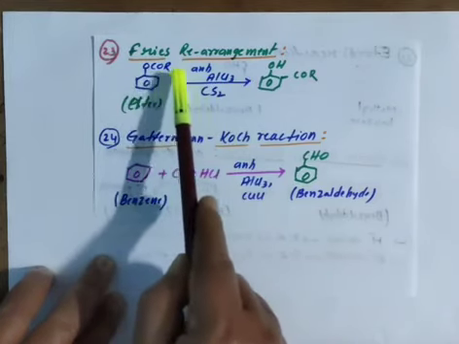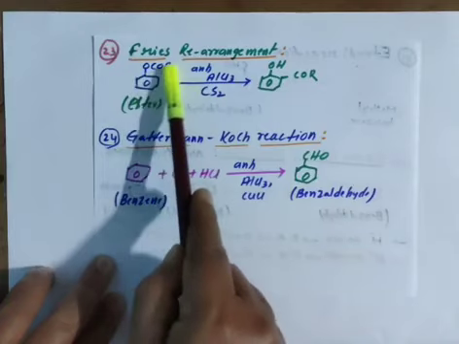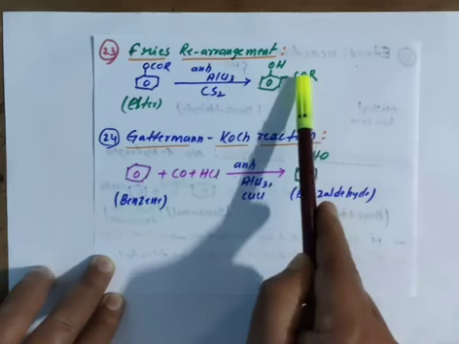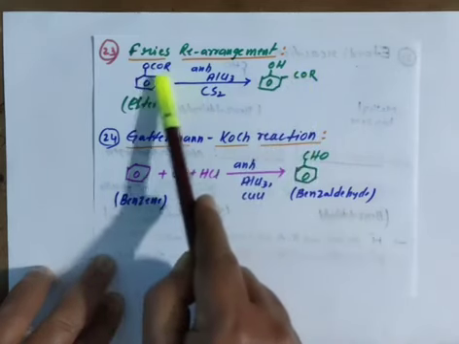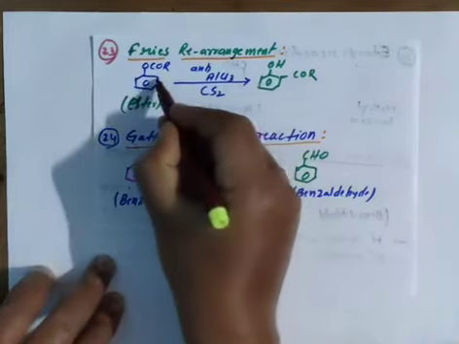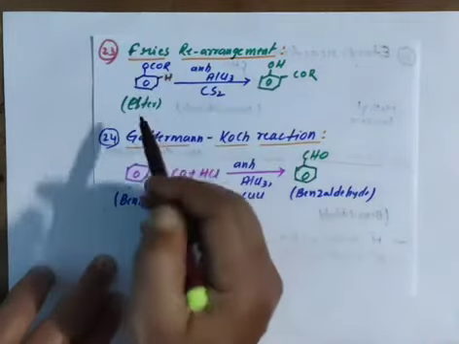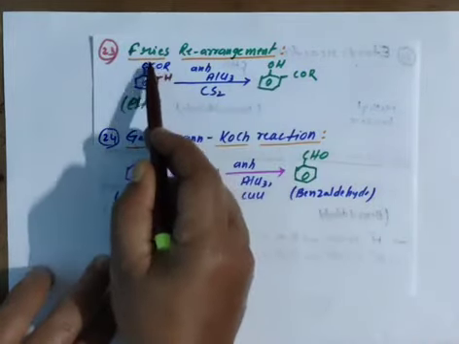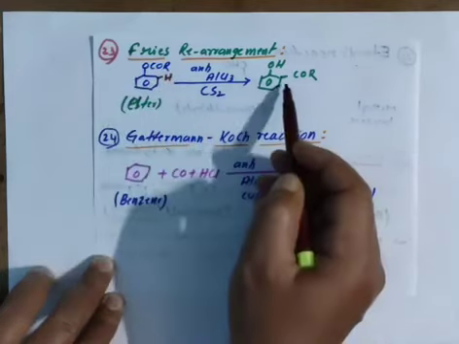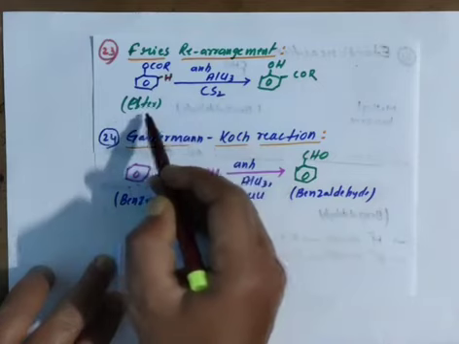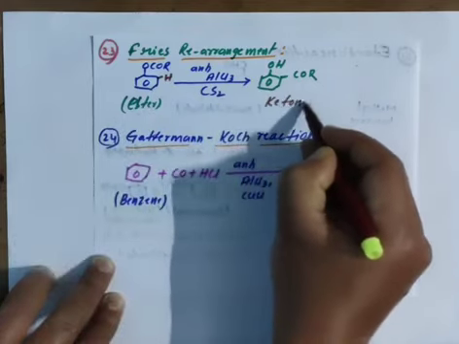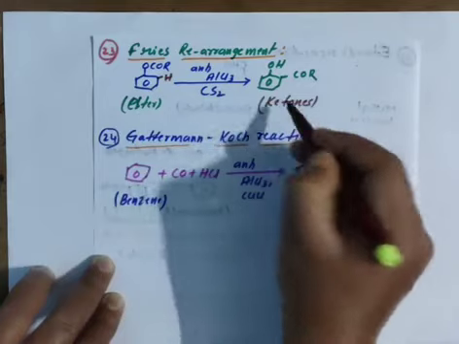See here, the RCO group is rearranged to the ortho position. So the RCO group, and here we have hydrogen. Rearrangement will take place. The RCO group is replaced with this hydrogen, and this hydrogen will come to here. This is the product you are getting. So esters are converted to ketones.